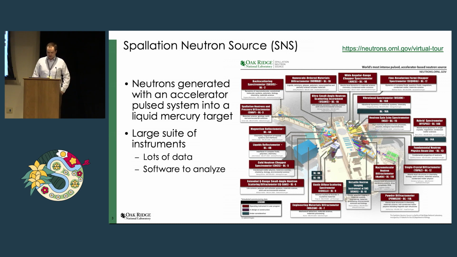On the right here, you can see the collection of instruments that we have on site. These neutrons are being sent down a beamline, and all these instruments are collected around that beamline, and they're used to look at experiments for a lot of different physics and chemistry applications. This large suite of instruments, as you can imagine, collects a lot of data, and we need a lot of software to analyze this data as well.